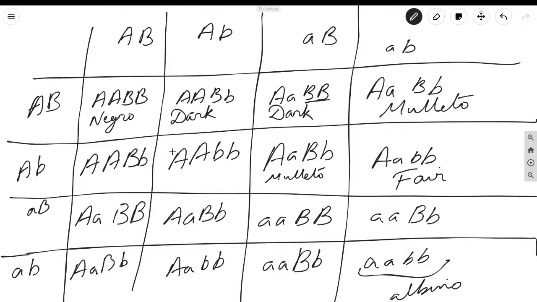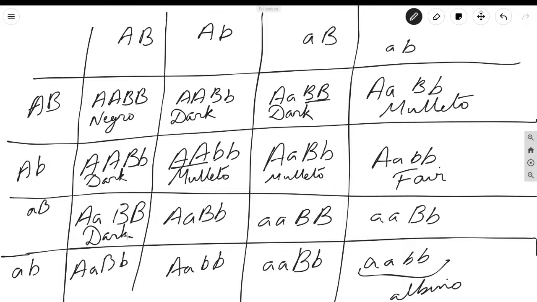Okay, that is the second part. Again there will be mulatto, because one is completely dominant. Not completely fair. Fair will be when one is completely heterozygous and one is completely homozygous recessive. Here again dark, because both are completely dominant homozygous. Again dark.